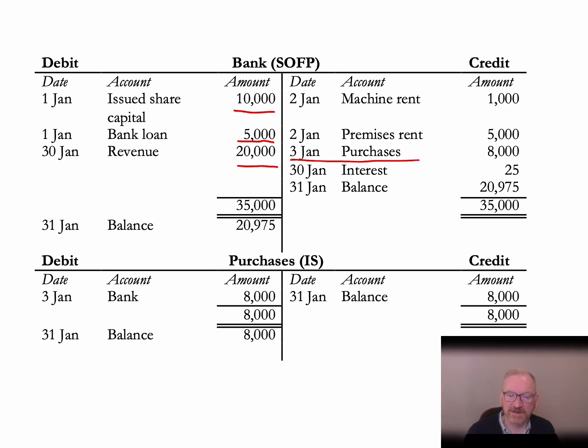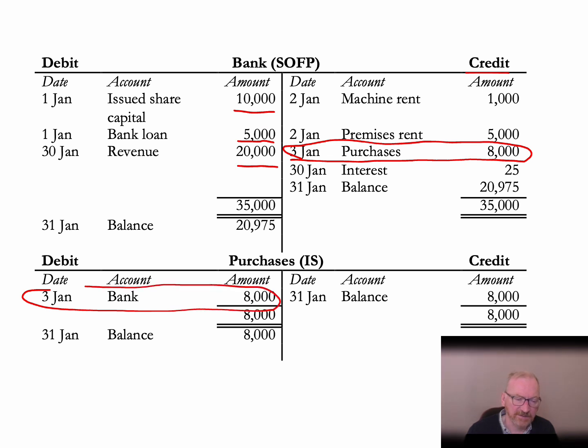Now, in this one, we can see what's happening here. So this purchase here, which is coming out of the bank, it's a credit to the bank. It is a debit to the purchases account down here. So those two items that I've just highlighted, they correspond with each other. Okay, and on this side we have machine rent, premises rent, interest. So all of these items will be debits in the T accounts that we are just about to see.